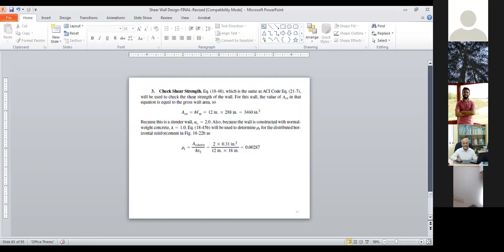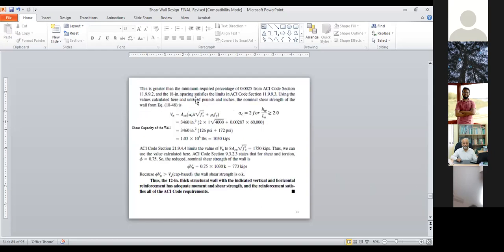Then we can see the check for shear strength that I didn't check yet. So you know the section: the length of the wall is 288 inch, 12 inch thickness. You have the transverse reinforcement much higher than your requirement, 0.0025 for the horizontal reinforcement or transverse reinforcement. Then this is also greater than the minimum required as per the ACI code. This you also satisfy.